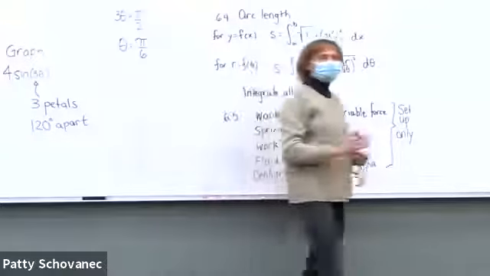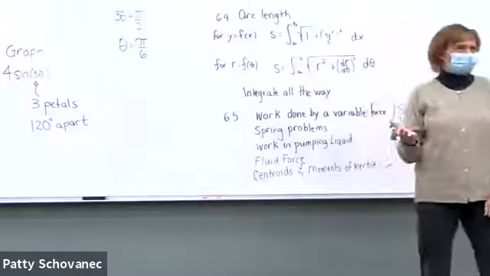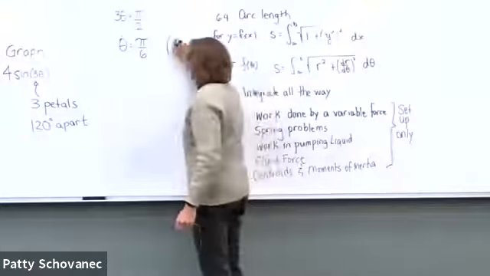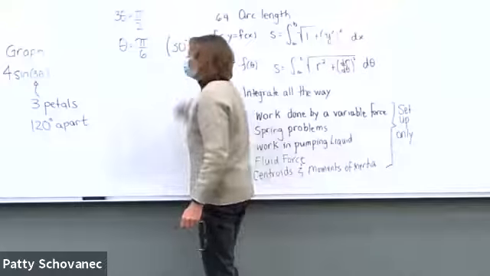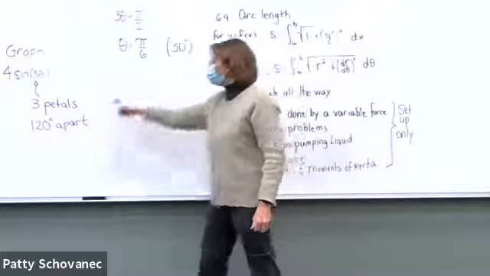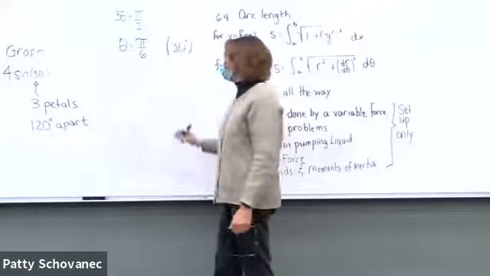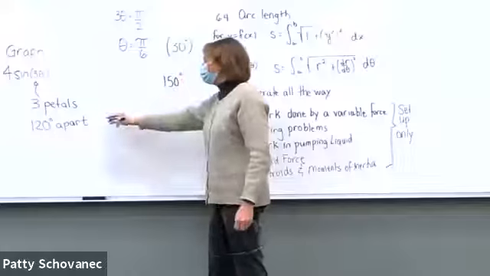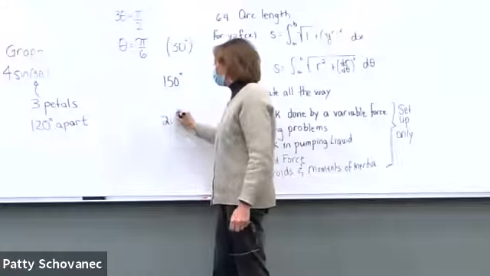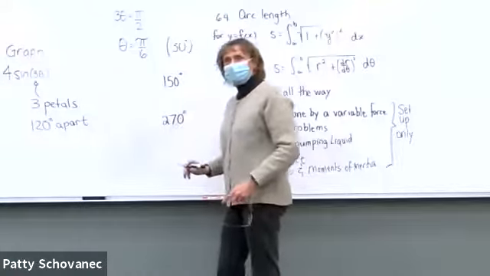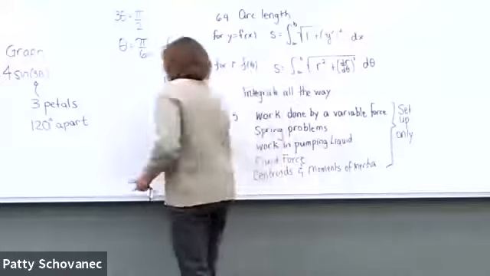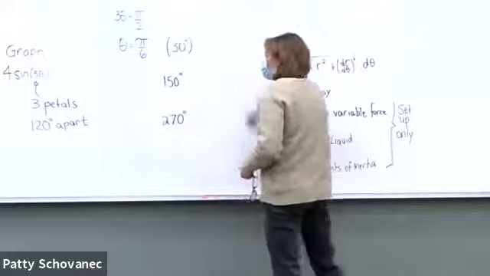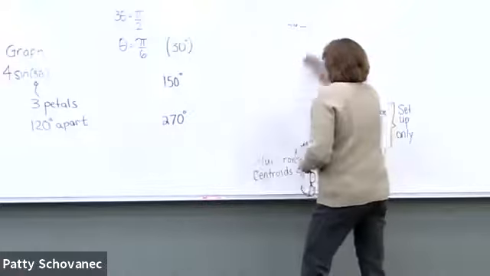So theta is pi over 6, and we're in degrees. How many degrees is pi over 6? 30. It's a 30 degree angle. So if you add 120 degrees to 30 degrees, the next one is at 150 degrees. And then add another 120 to that, the next one's at 270 degrees. So that tells you where the tips of each petal are. Now you're going to have to figure out where they close, because I might ask you something like find the area.